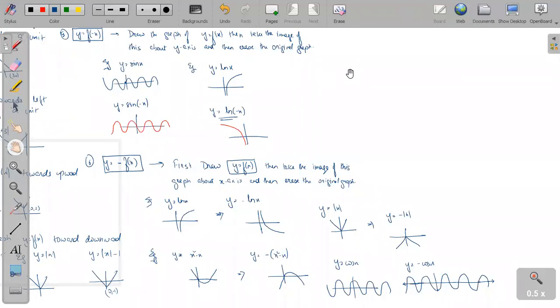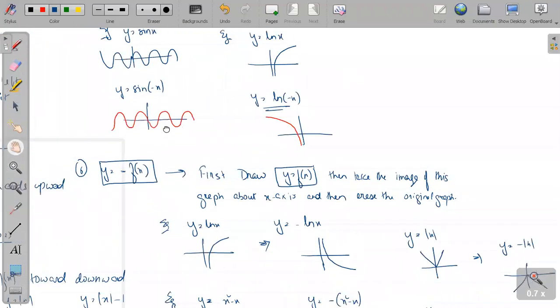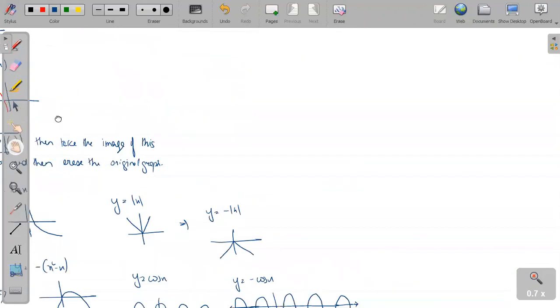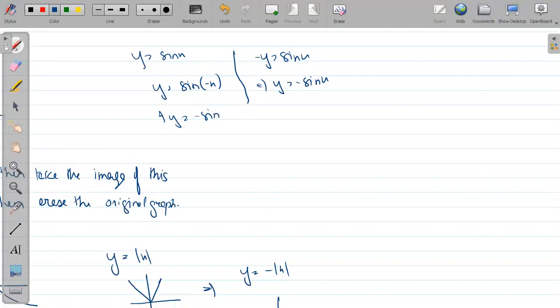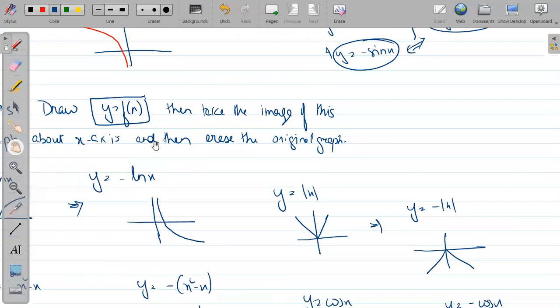Sir, for sin x, both cases 5 and 6 will be the same, no, sir? Yeah, obviously, that's why I have not taken the example, because it is very obvious. Sin and cos both, sir? No, cos is not both. See, y equal to sin x. If I replace x by minus x, you are getting y equal to sine of minus x. And if you are replacing y by minus y, you are getting minus of sin x, y equal to minus of sin x. And sine minus theta is equal to minus sin theta. So obviously both graphs will be the same, because equation-wise they are the same, so the graph will also be the same. If you take both ways, you will get the same graph only.